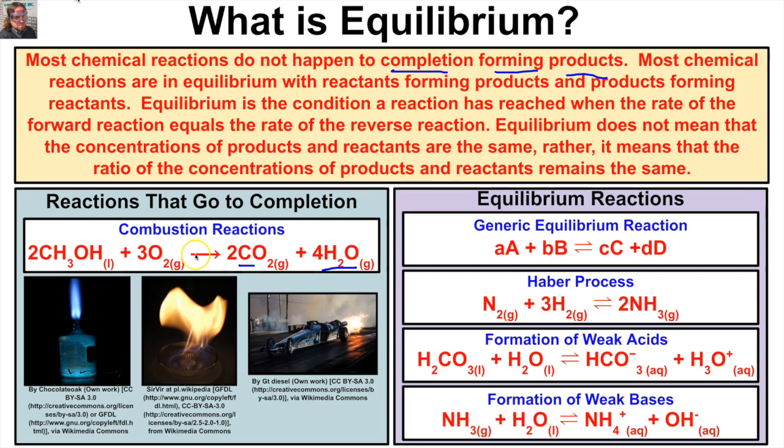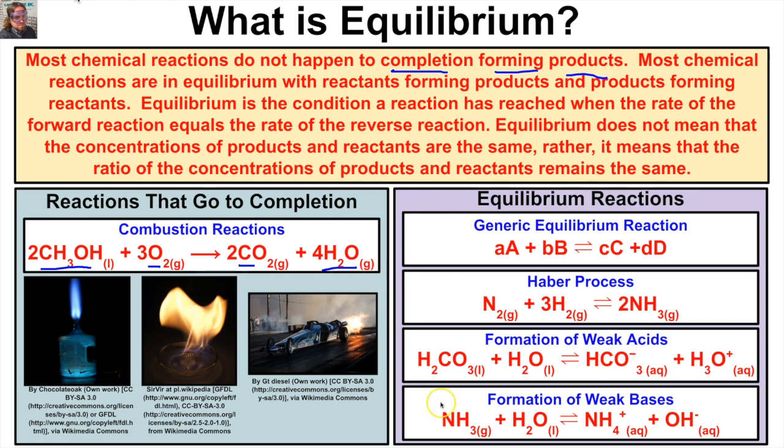And the fact that this happens to completion means that carbon dioxide gas and water are not reacting with one another to produce oxygen and methanol. So a combustion reaction is a type of reaction that happens in one direction only, in the forward direction. So understand that concept. Furthermore, it says right here that most chemical reactions are in equilibrium with reactants forming products and products forming reactants. So most chemical reactions that we see around the world are not of this kind. Combustion reactions are a rare type of chemical reaction.